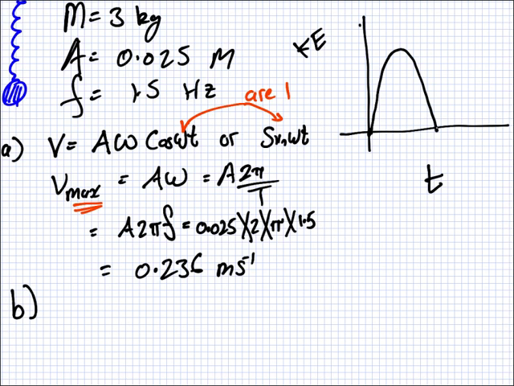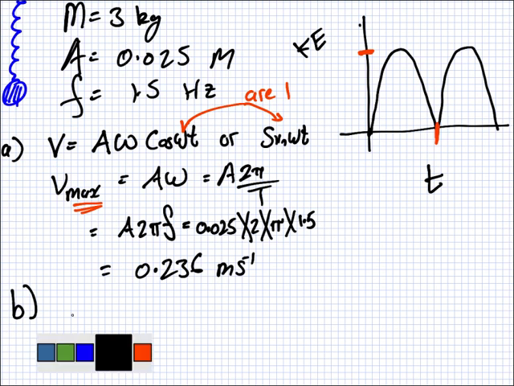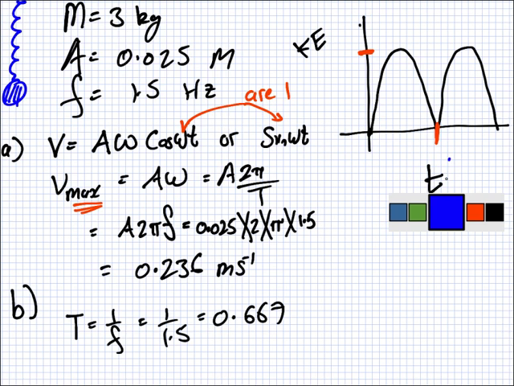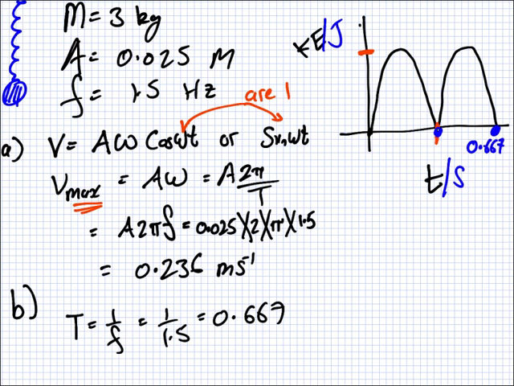So we need to draw 2 quadratics. Can I draw them like this, straight lines? No, it's a curve. It must be a curve. They also want to know this number and this number. The t is 1 over f, which is 1 over 1.5, which is 0.667. So this time is in seconds, that's in joules, and here is 0.667.